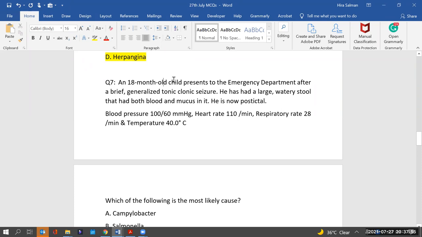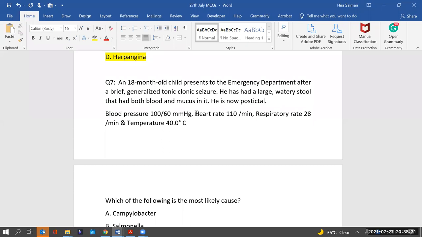The important finding is this: soon after having this diarrhea, the baby went into a tonic-clonic seizure episode. Blood pressure is okay, heart rate is okay, respiratory rate okay, but fever. So high-grade fever, with a convulsion attack soon after a diarrheal episode, that is bloody diarrhea. Of course, the mother has told you large watery stool that has both blood and mucus in it, but from our point of view, we should know that it is bloody diarrhea, and soon after an episode of bloody diarrhea, because of the fever, effects are there.